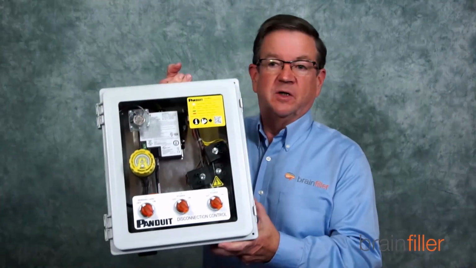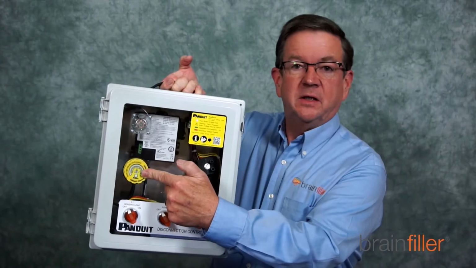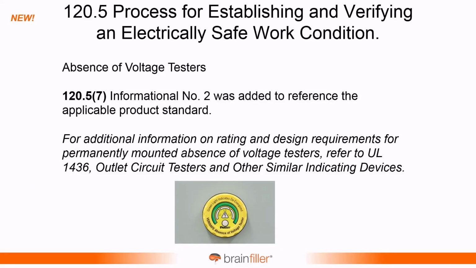It's not connected or anything, but it looks like this, just to give you an idea of the physical size, and it is right here. And so the absence of voltage tester, the idea is to be able to indicate that there is no voltage so that you don't have to go in and expose yourself to potentially, well, if it's still energized. That was the idea. So there was an addition now, and it was a new informational note that was added that just references the specific standard for the absence of voltage testers, UL 1436. So that's a new addition.